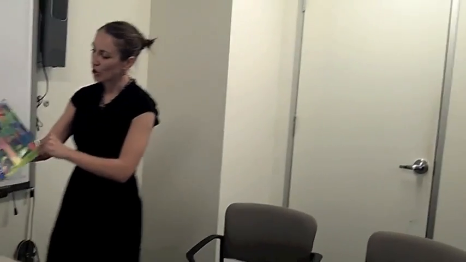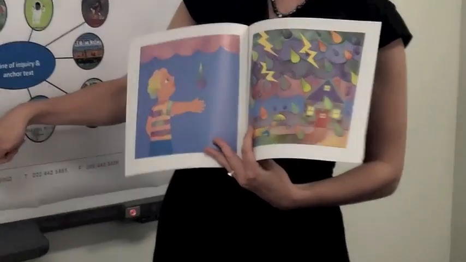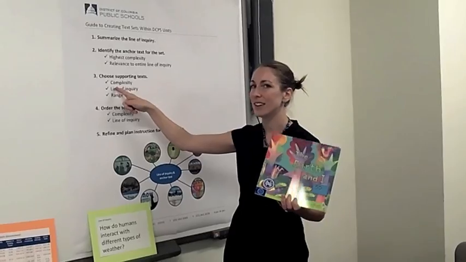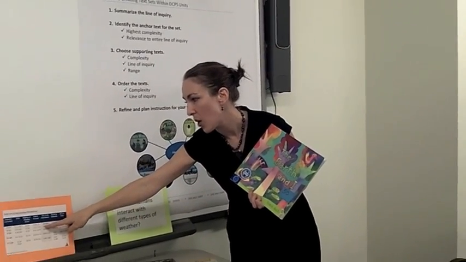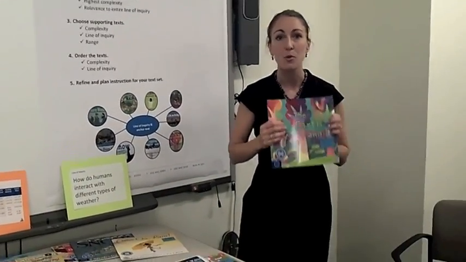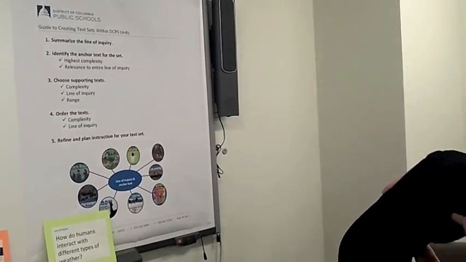Let me talk to you a little bit about some books that did and didn't make the cut. All right, so The Earth and I, although it does have some decent references to weather, to our line of inquiry, this one did not make the cut. And you might guess it's because of the complexity. Lexile 50 is way below that second, third grade band. This is not a complex text for most of my students worthy of reading. So this one did not make the cut.